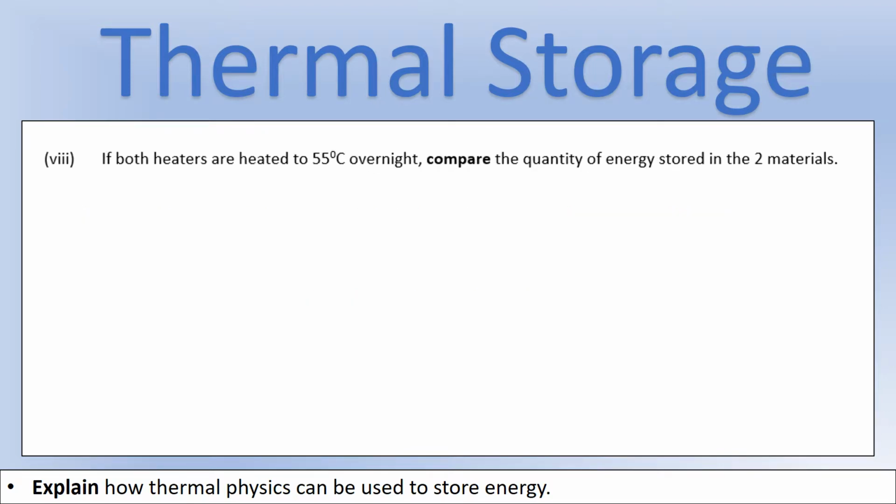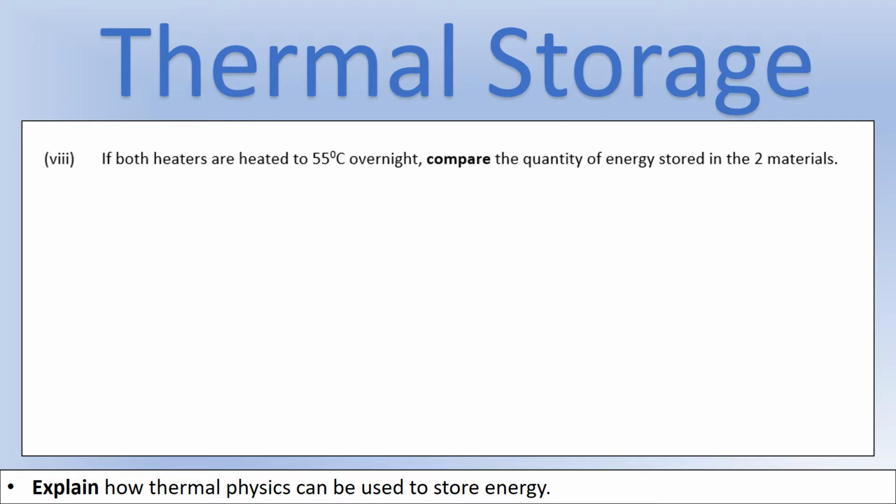If instead we go to 55 degrees centigrade, so still below the 60, what I'd like you to do now is this: we know the two masses of concrete and water, and now we've got a new final temperature for each of them. Calculate the new quantity of energy stored in each material. So pause the video and have a crack at that now.